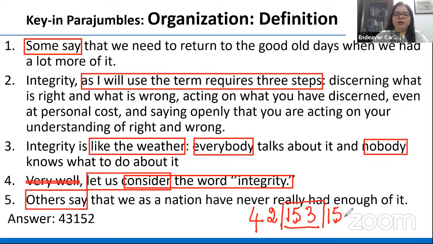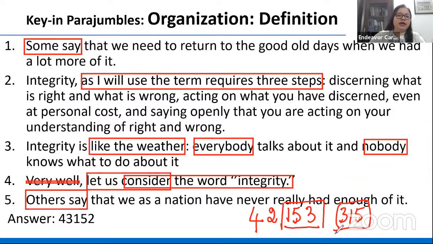Or let me rewrite this. So why can't it be 3, 1, 5, right? Why can't it be anything of this kind? Why should it necessarily be 4, 3 and then 1, 5, 2? Why should 2 come at the end? After all, it's his definition. You'll want to say that, correct?